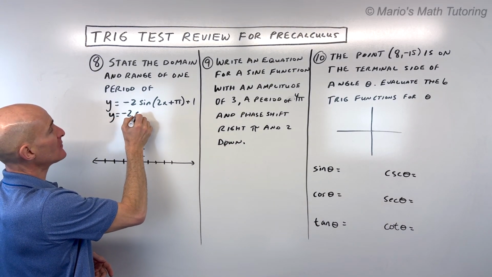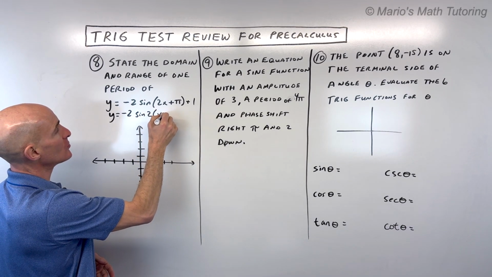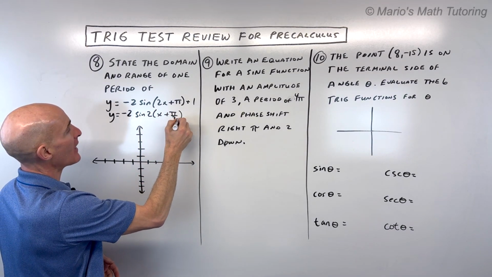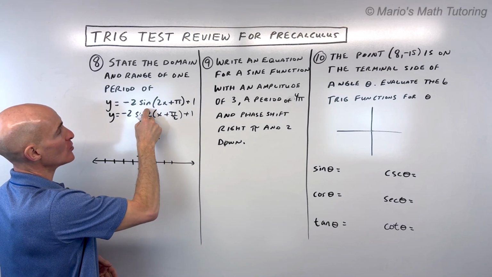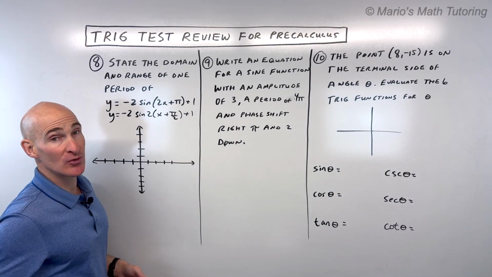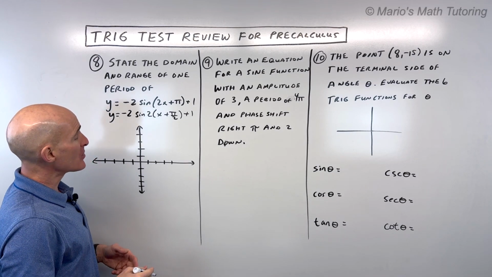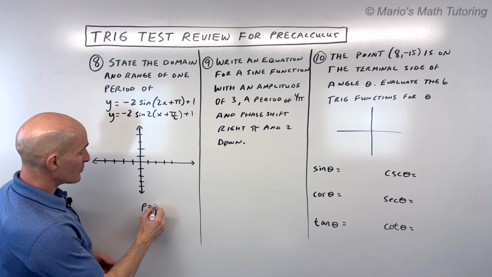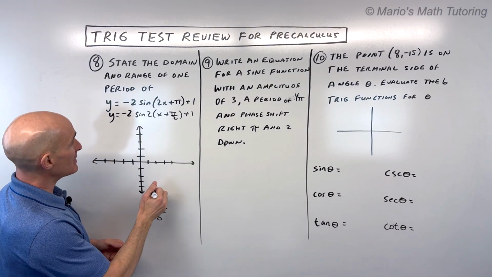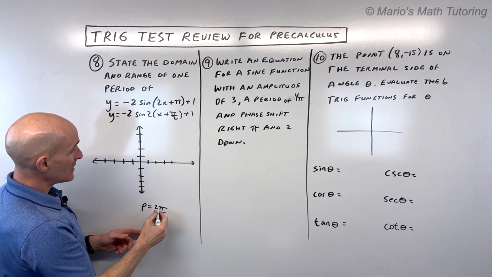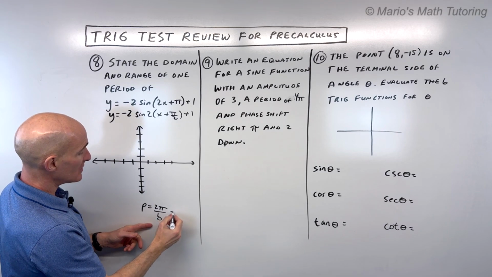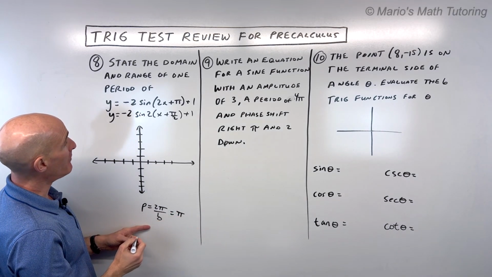So this would be -2 sine 2x plus pi over 2 plus 1. So what I'm doing is I'm just dividing out the 2. If you distribute the 2 back in, you'll get back the 2x plus pi. Now the period, there's a formula that you probably learned before. It's 2 pi divided by b. The b value is this number that comes to the left or in front of x. 2 pi divided by 2 is going to just be equal to a period of pi.